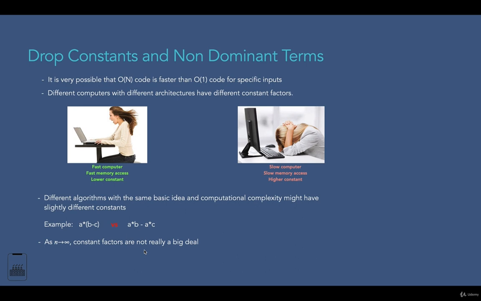So in this lecture, I explained why we need to drop constants and non-dominant terms from big O. So hopefully everything is clear about this.